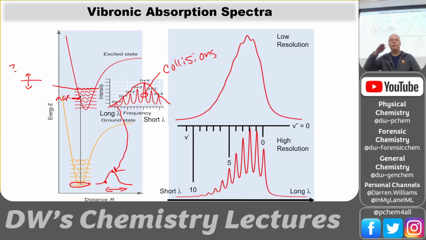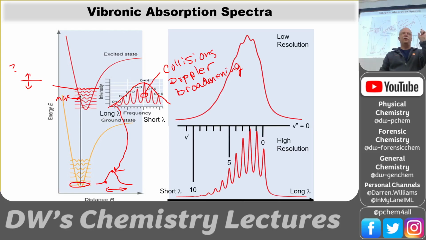Well, you could have the molecule coming towards the source. So some of the molecules are headed towards the source, and they experience a little bit shorter wavelength because they're coming at the light. Other molecules are moving away from the source, so they experience a little bit longer wavelength. That's going to make the energy levels appear closer or farther apart. And so you could have Doppler broadening is what we call that. The Doppler effect, which is the velocity of the molecule coming towards or away from the source.